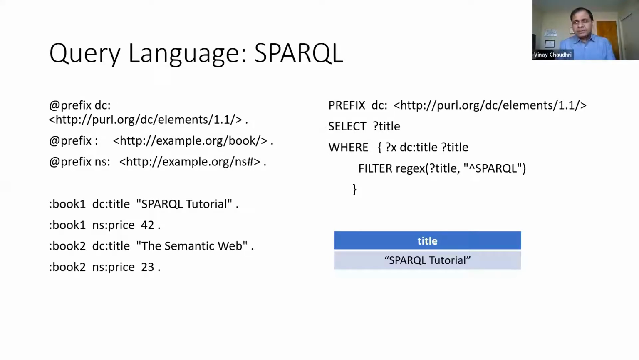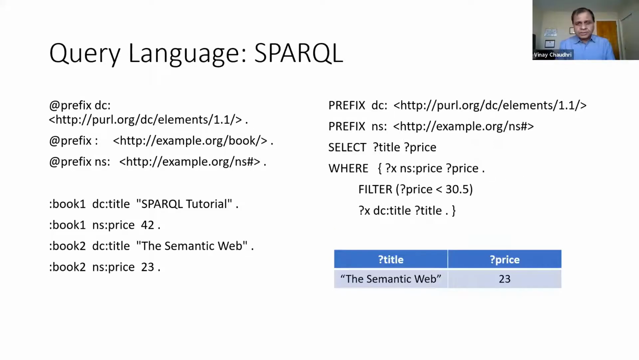Just like filtering based on regular expressions, we can do filtering based on numerical constraints. If we wanted to query for books whose price happens to be less than 30, we could put in a filter constraint in which we are numerically checking the value of the price.